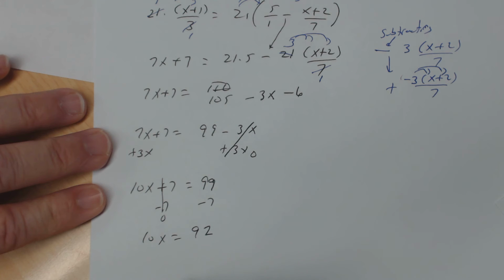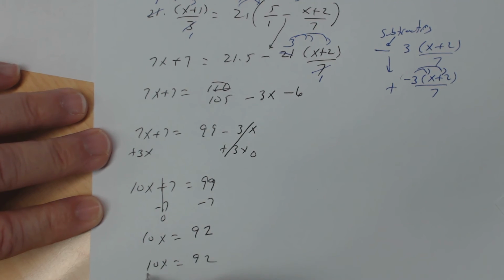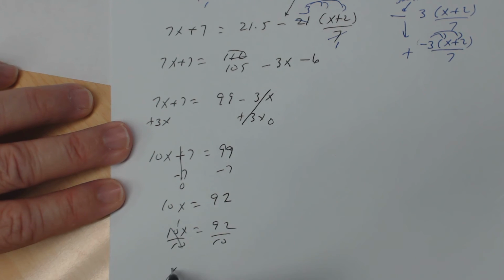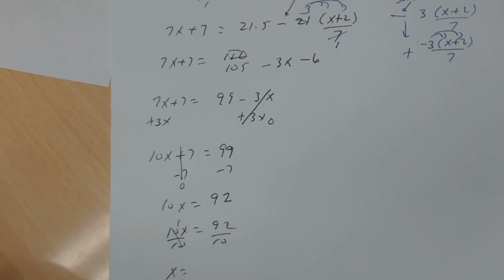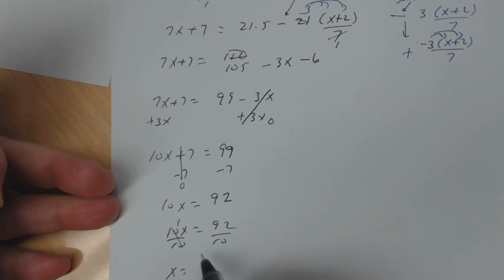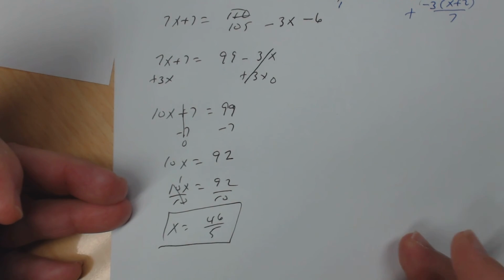And then divide both sides by 10 in order to get x by itself. Right now, I'm multiplying x by 10. So the opposite is to divide both sides by 10. So I get 10x equal 92. So divide by 10. 10 divided by 10 is 1. 1 times x is x. Now reduce this, 92 divided by 10, they're both divisible by 2. 92 divided by 2, if you can't figure it out in your head, then use your calculator. 92 divided by 2 is 46, 10 divided by 2 is 5, and so there's your answer.